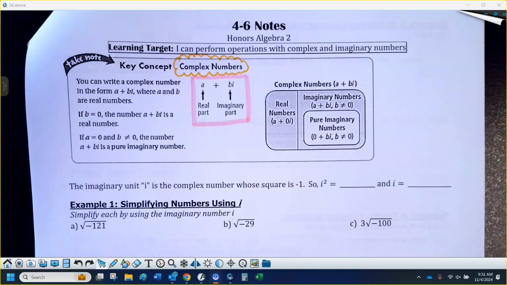I'm going to give you a little definition of that in a second, but i is basically invented as an imaginary number to take care of taking the square root of a negative number. That's the purpose of it.